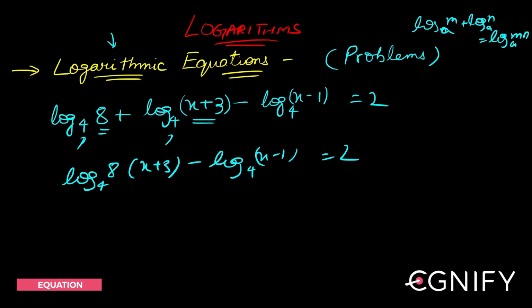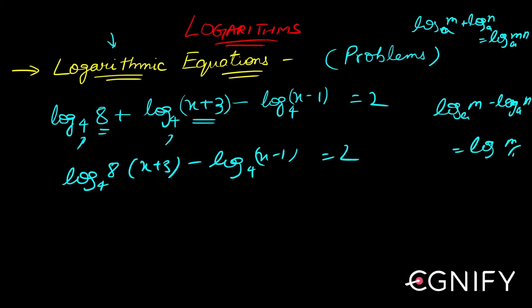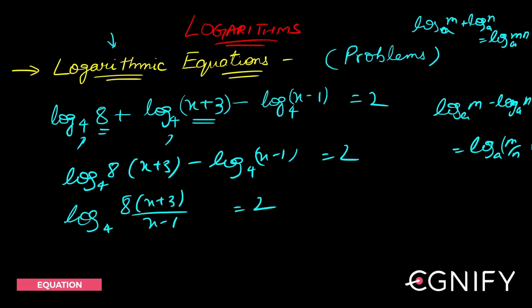Right, and this again is something like log m base a minus log n base a, which is basically log m by n base a. So once again, you're using a fundamental property from those list of 8 fundamental properties. So log 8 into x plus 3 by x minus 1 base 4 is equal to 2.